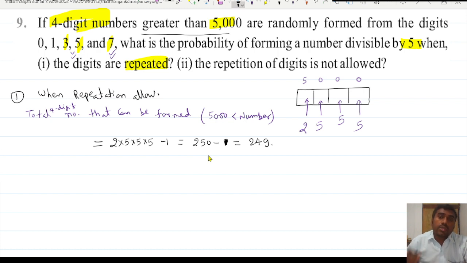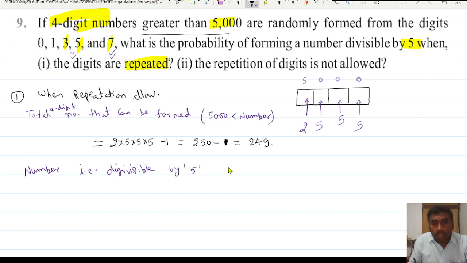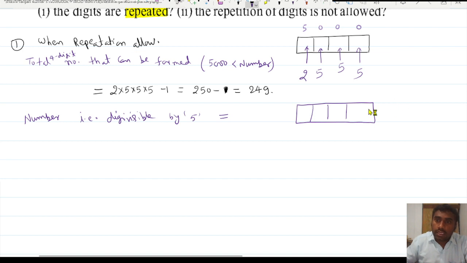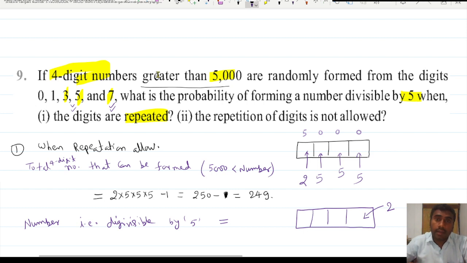What is our favorable case? Those numbers which are divisible by 5. So let us now count the numbers that are divisible by 5. We know that if a number is divisible by 5, then on the unit place either 0 or 5 should be there. So this unit place can be filled in only two ways: either we put 0 or we put 5. Because repetition is allowed here, let us first fill this place.